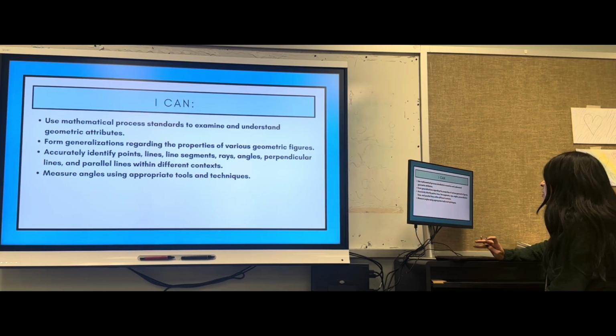I can use mathematical process standards to examine and understand geometric attributes. I can form generalizations regarding the properties of various geometric figures. I can accurately identify points, lines, line segments, rays, angles, perpendicular lines, and parallel lines within different contexts. And I can measure angles using appropriate tools and techniques. We will be using our rulers for straight edges, and we'll be using our protractors to measure the angles that you will see in this activity.